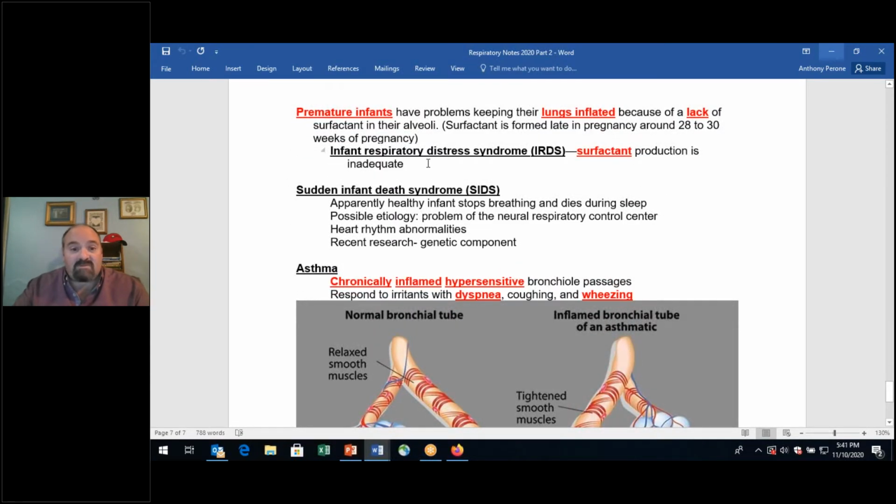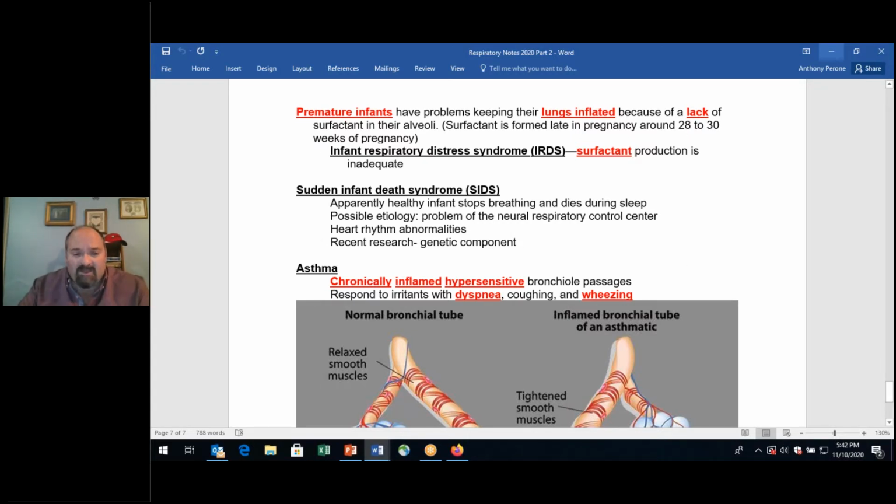As far as infant respiratory distress syndrome, this is a surfactant issue. Surfactant not being produced, or being inadequate or absent, can lead to premature infants having issues with their lungs staying inflated because of the lack of surfactant in the alveoli. Surfactant forms at about 28 to 30 weeks. Forty weeks is when we deliver the baby, between 37 and 40. So at that stage, that's an issue, and they'll give steroids and different medications to speed up the development of the lungs in order to then produce the surfactant.